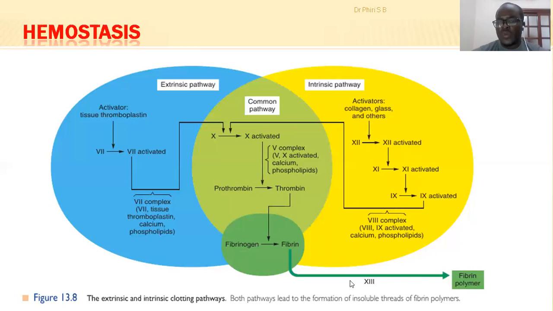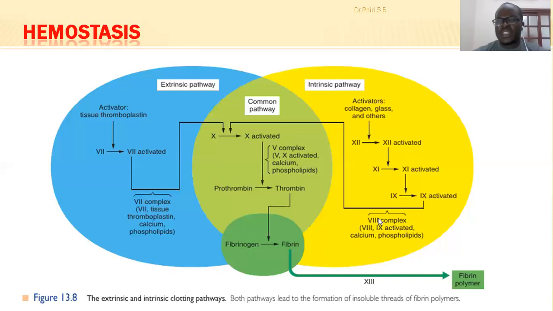Then you will need factor 13. Factor 13, we said that is a fibrin stabilizing factor that will result into cross bridge formation of the fibrin so that you have the mesh network of the fibrin. Then it will stabilize the fibrin. So these are the factors that are involved.